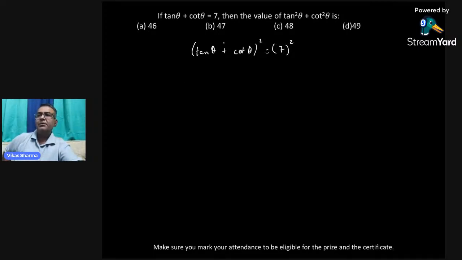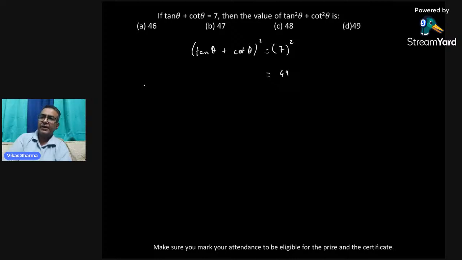Because tan theta plus cot theta, the square of that will be what? If we are squaring the left hand side, we will have to square the right hand side as well. So make sure you do not forget to square the right hand side. On the right hand side, 7 square becomes 49, and on the left hand side, what do we get? Tan square theta plus cot square theta. So the answer should be 49, is it?